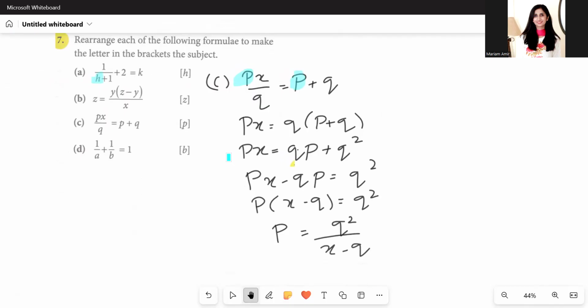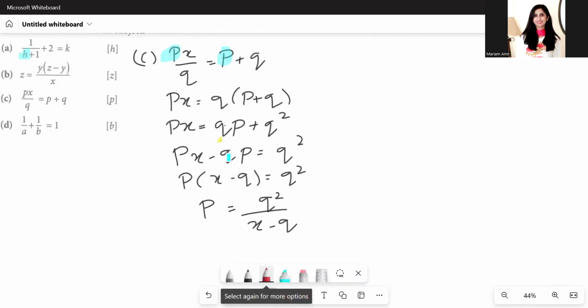Or some of you might get a slightly different answer. How will it be different? You might get a minus Q squared here, times this with minus 1, and then you times this with minus 1 as well. So you get Q minus X. This is the correct answer. It's the same thing.